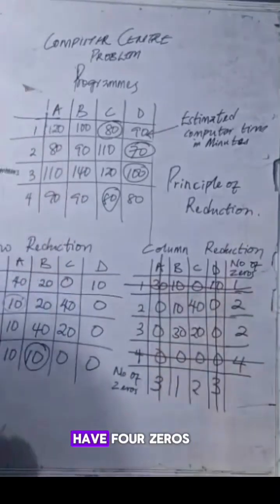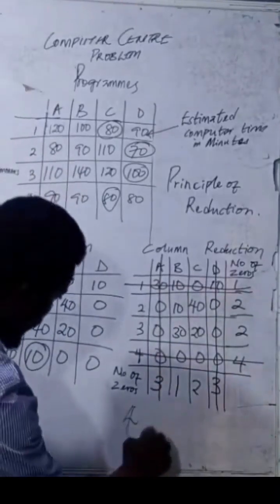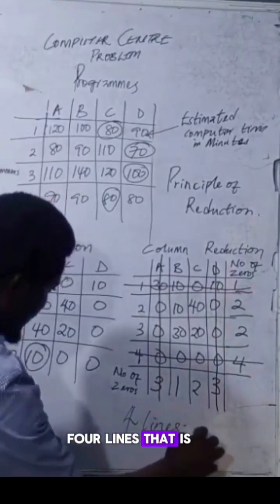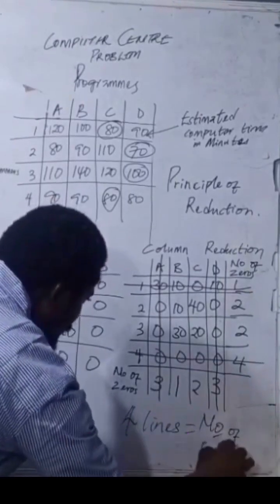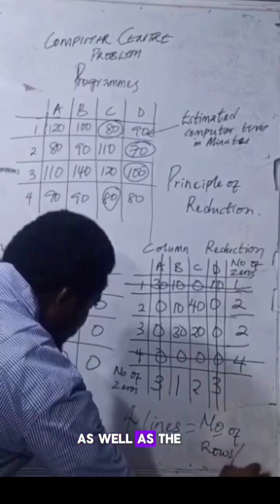Now, the fact that we have 4 zeros, 4 lines, is equal to the number of rows that we have, as well as the number of columns.